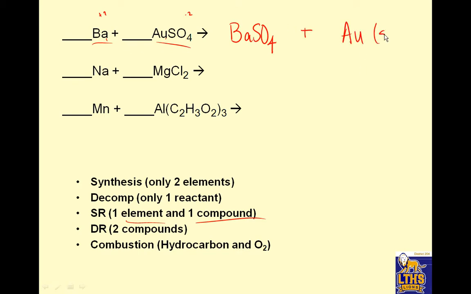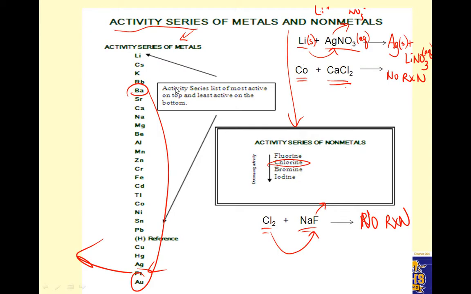States of matter. Gold's a solid because it's a metal. Barium's a solid because it's a metal. All of the compounds in single replacement are solutions. So then I see barium 1, 1, gold 1, 1, sulfate 1, 1, done. Sodium is trying to kick out magnesium. Let's check.